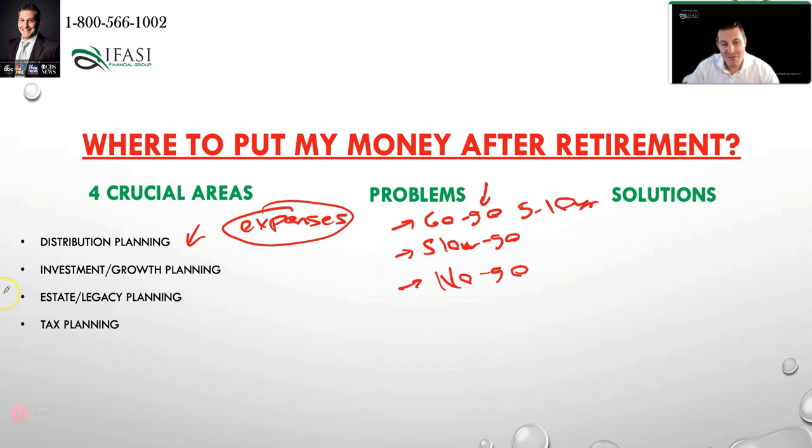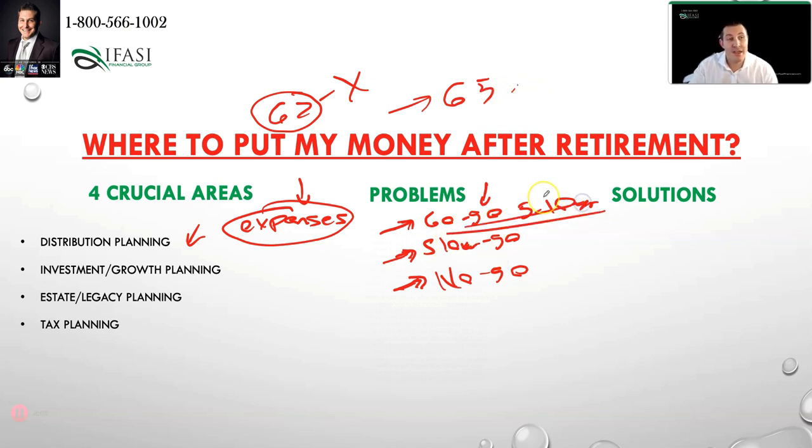So by having some sort of strategy towards your go-go years, your slow-go years, and your no-go years, it can be very effective. And at the end of the day, all it is just math. So when we're looking at the expenses, if somebody's, let's say, age 62 and they want to retire at age 65, their expenses at age 62 could be X amount of dollars. Their expenses at age 65 could be slightly higher than that, could be slightly lower than that. Really just depends on what they want to see as their ideal retirement situation.